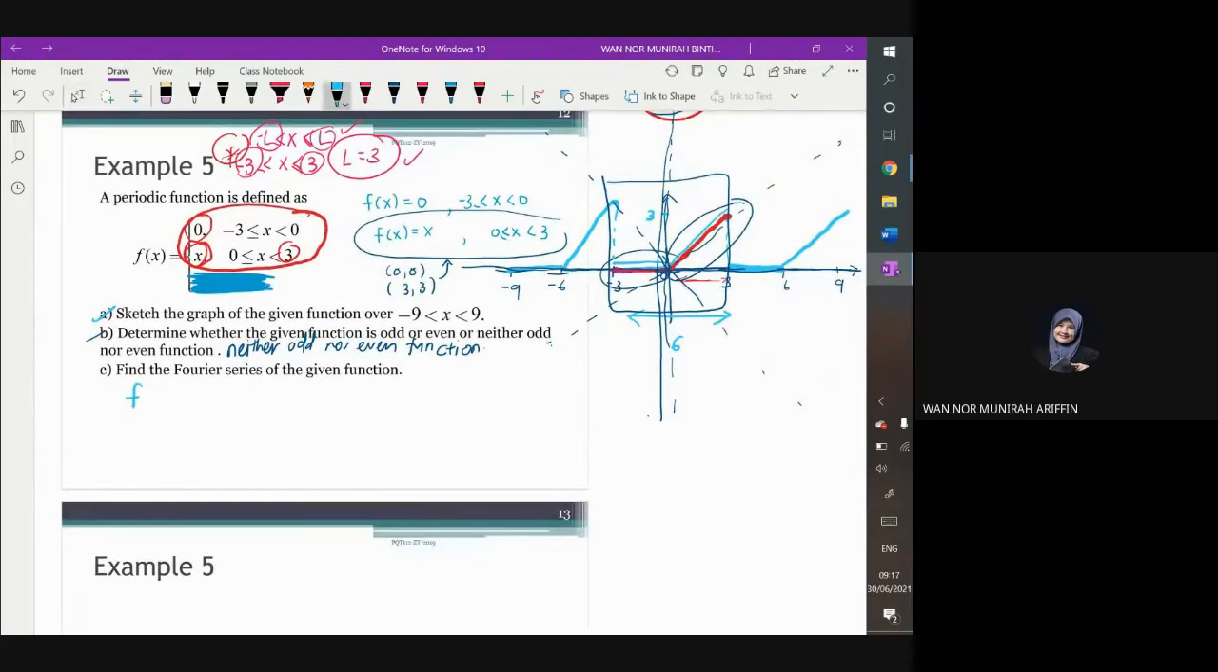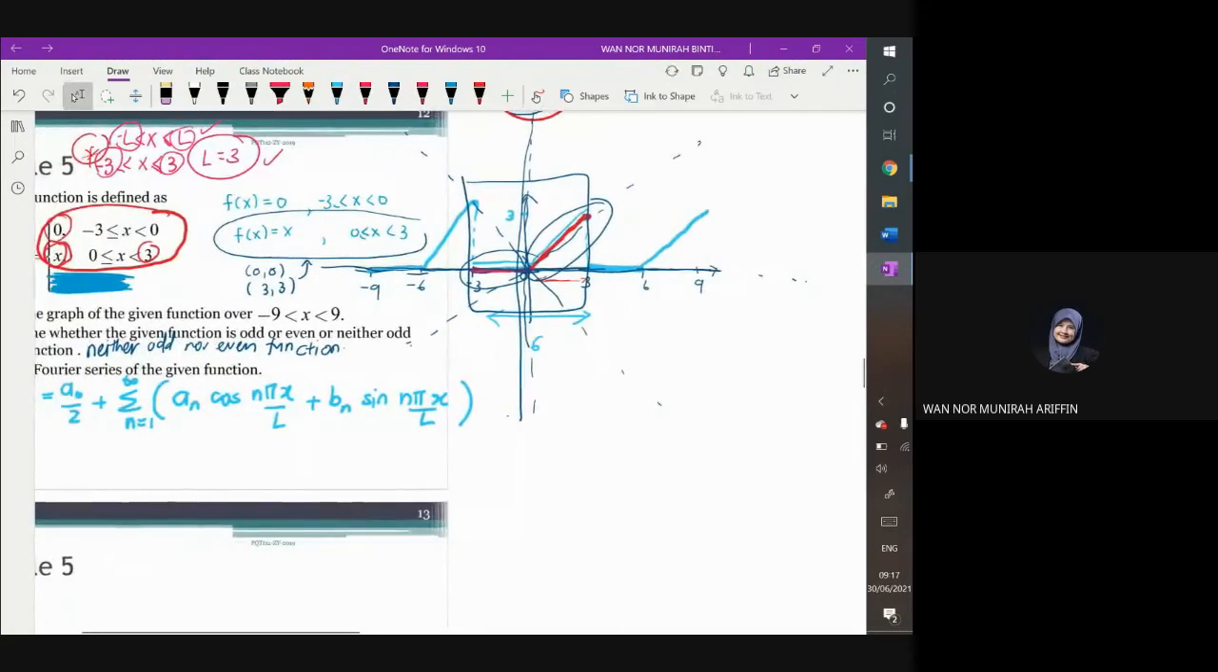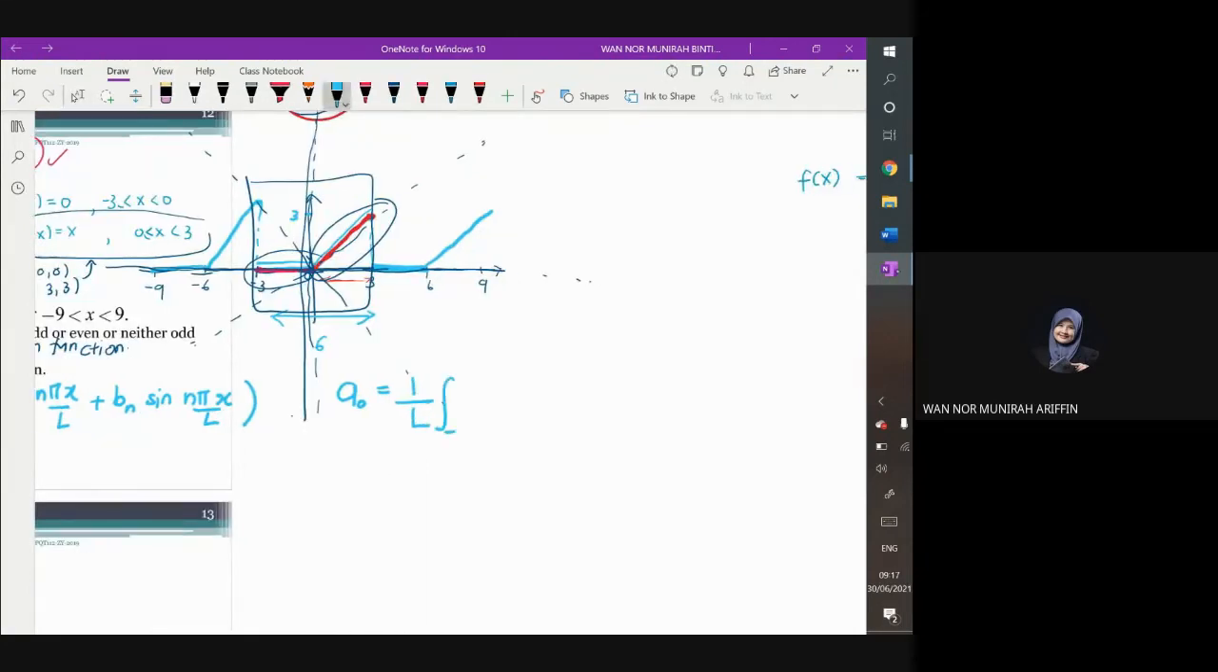We know that the Fourier series is given by f(x) equals a naught over 2 plus summation n from 1 to infinity, a_n cos(n pi x over L) plus b_n sin(n pi x over L). So this is your Fourier series. Now we begin our calculation by finding a naught. A naught is given by 1 over L, integral from negative L to L, f(x) dx only.